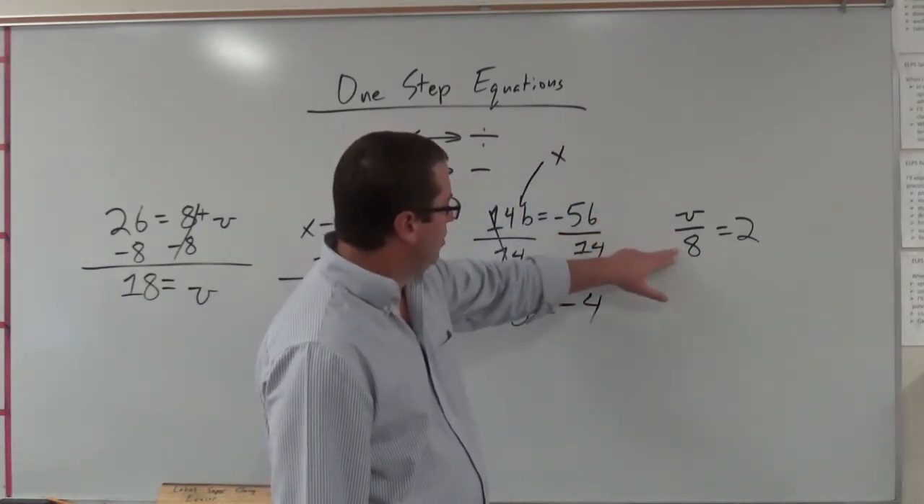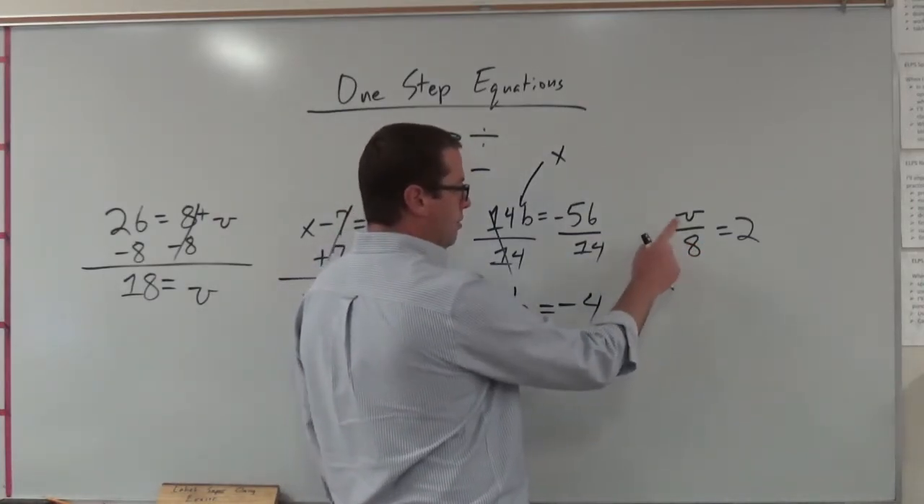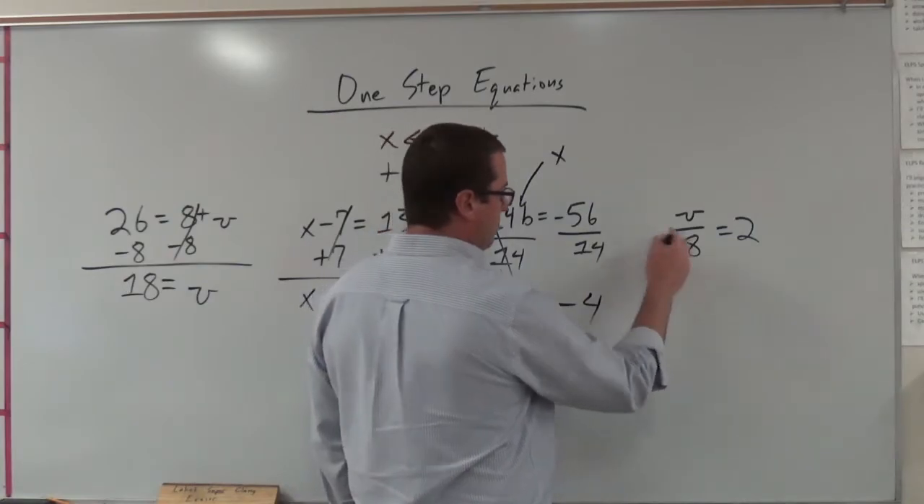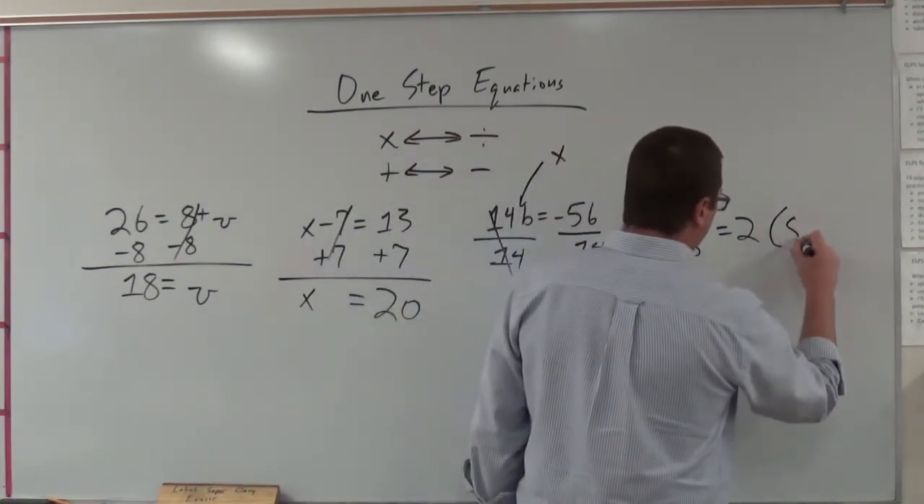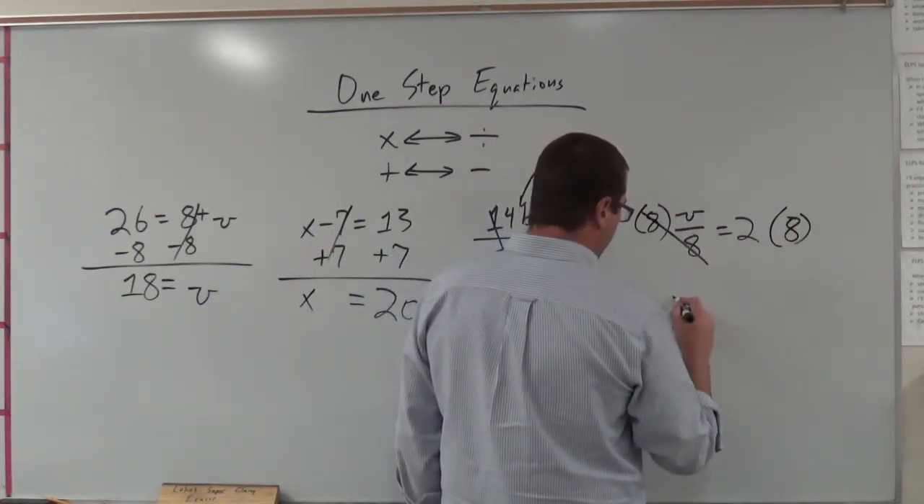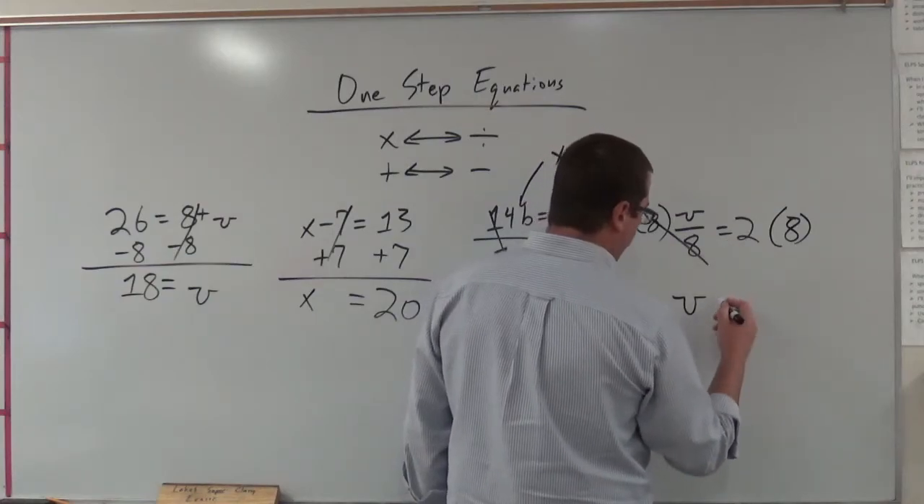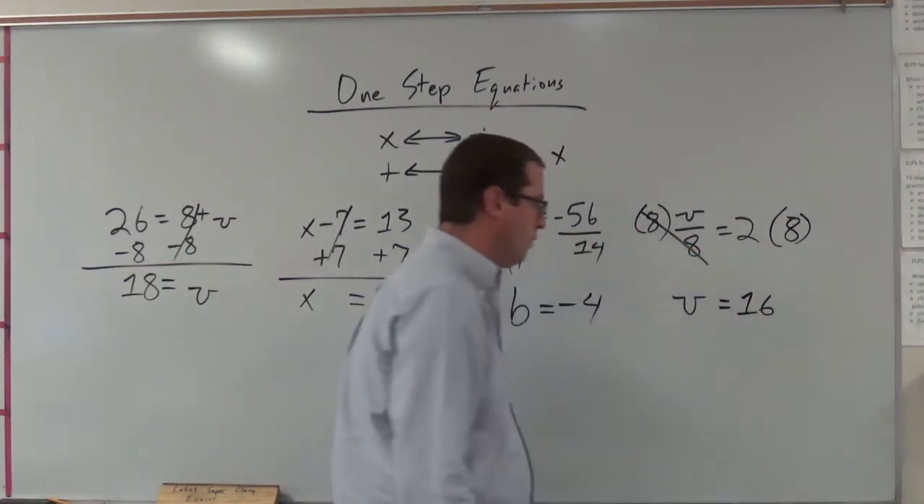Now, v divided by 8 equals 2. So I'm dividing here, so to do the opposite, I need to multiply. So I'll multiply this side by 8 and this side by 8. Those cancel. My v comes down. My equals comes down. 2 times 8, 16.